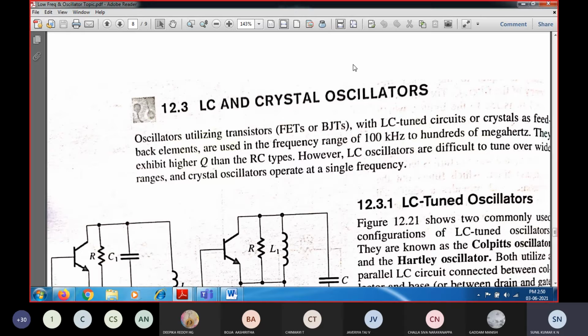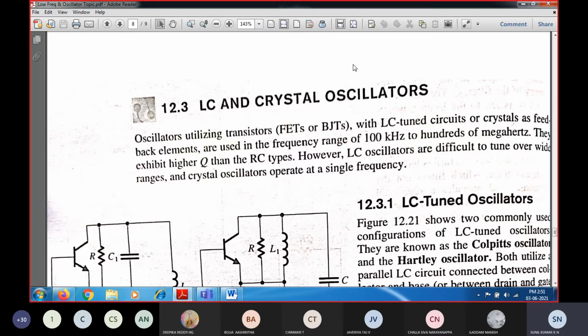So if L and C are present along with the BJT or FET, as a feedback element comprising L and C components, then that type of oscillator will be called an LC tuned oscillator. It is also called a tank circuit. So why are you going to call it a tank circuit?